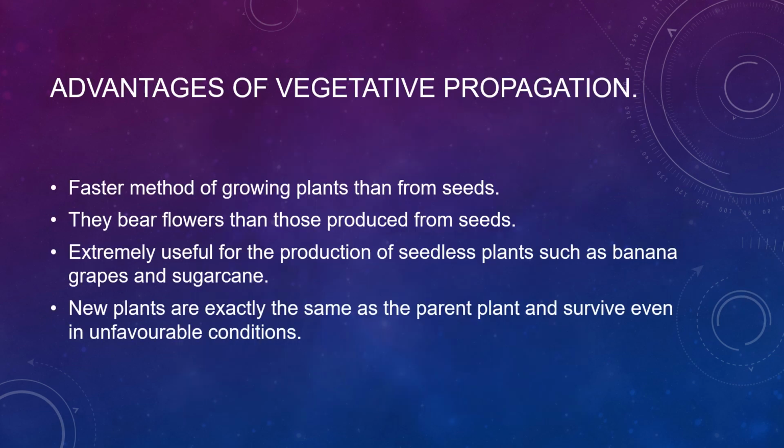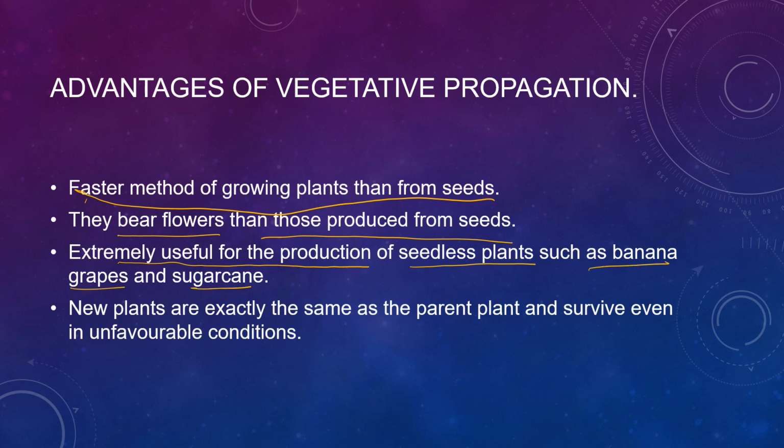First we are going to discuss the vegetative propagation advantages. So what are the advantages of this method? This is a faster method, I have told earlier also. Rather than growing from seeds, the plants bear flowers earlier than those produced from seeds. These methods are extremely useful for the production of seedless plants such as banana, grapes and sugarcane. There are many plants which are totally seedless, so for them it is essential that they are grown by vegetative propagation.